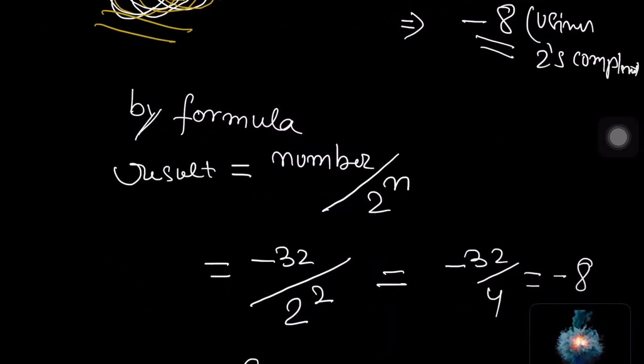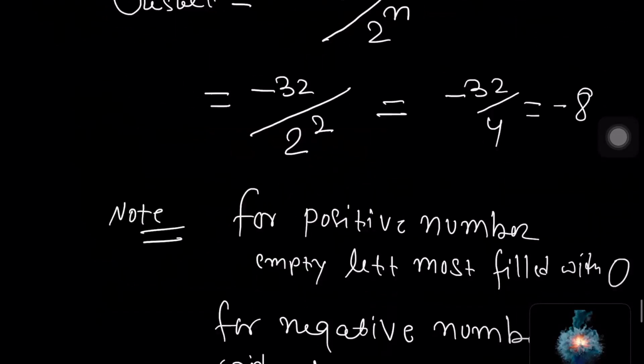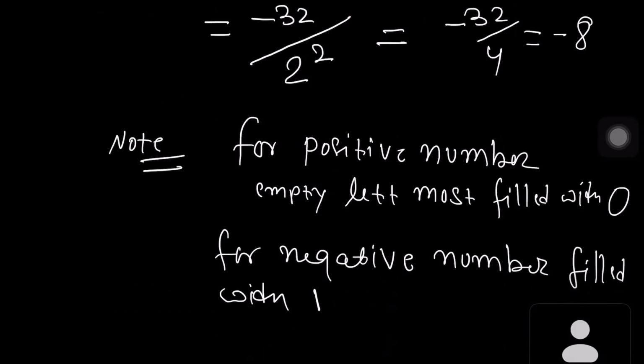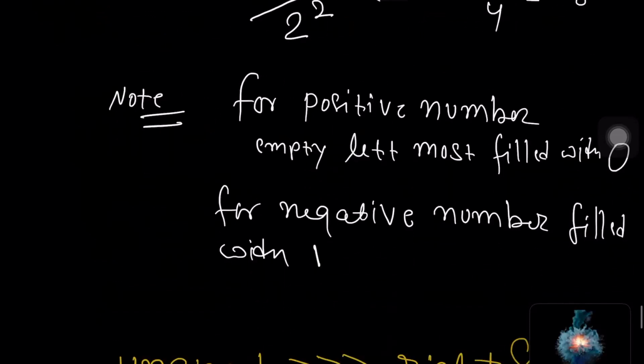Already I explained that for a positive number, the leftmost is filled with 0. For a negative number, it will be filled with 1. So let's assume you are shifting a binary number from left to right. Then the left position will get filled with 1 if that number is negative. Okay, clear here?